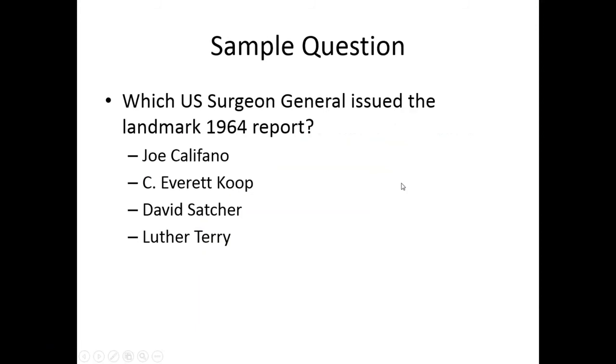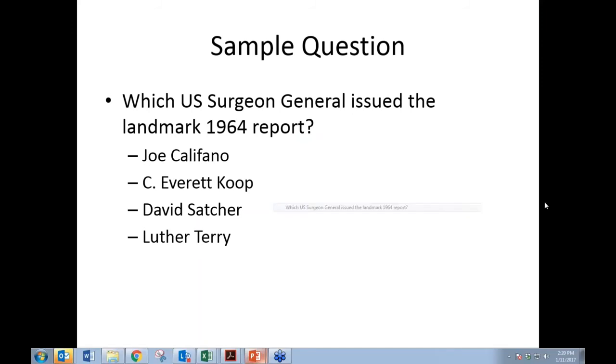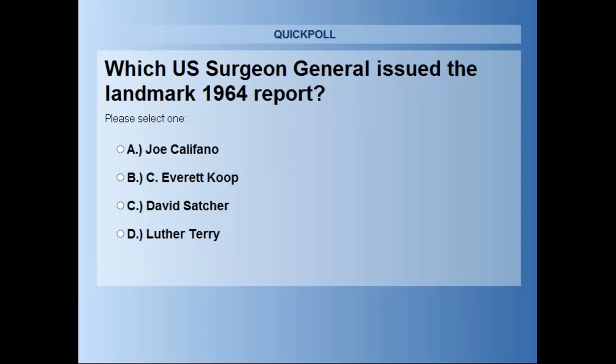Okay. The next question is, which U.S. Surgeon General issued the landmark 1964 report? And you'll see your options here. And let me go ahead and share the question. You can go ahead and make your choices now.